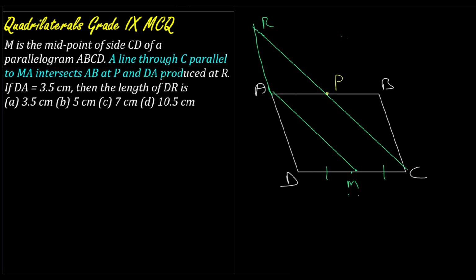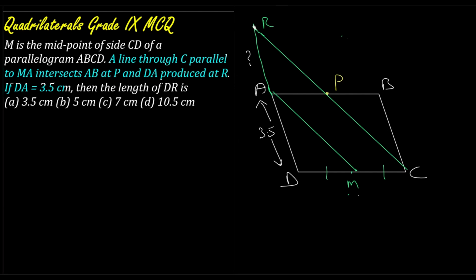And when DA is produced, it meets the same line at point R. Further, we are given the length of DA as 3.5 centimeter. This is DA only. Then we have to get the length of DR. That is what we have to get. In short, if we get the length of AR, we can calculate the length of DR.